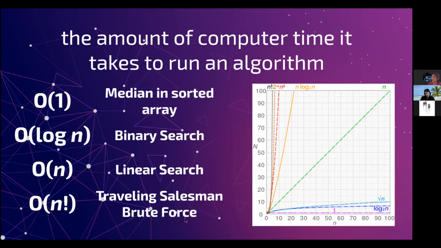And then brute forcing generally would take the longest amount of time and will be at the bottom. So n factorial, you can tell, is a very big number.